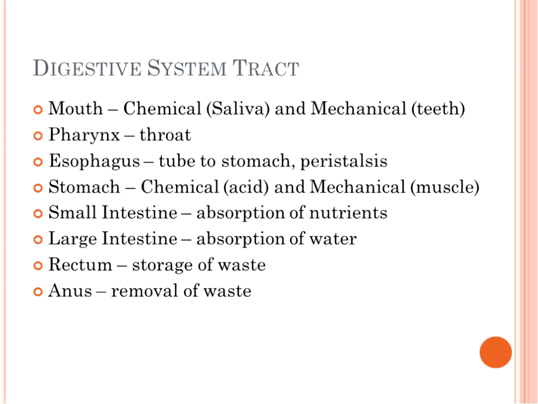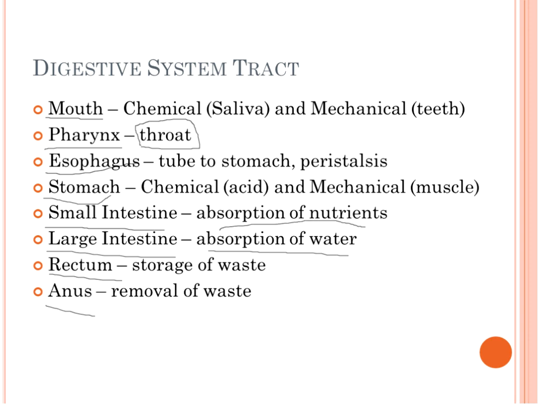So again, know the pathway: mouth, pharynx, I forgot about that one, that's your throat, esophagus, stomach, small intestine, large intestine, rectum, anus, but also know the organs and what they do along the way. Remember, absorption of water for the large intestine, absorption of nutrients for the small intestine.